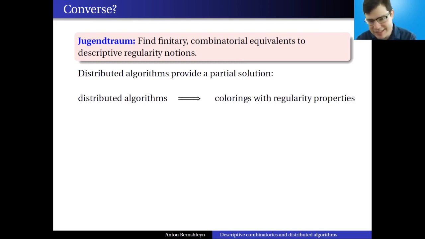We already know that distributed algorithms yield colorings with regularity properties. You can ask whether you can go back, or when you can go back. Given a coloring with regularity properties, can you use it to construct an efficient distributed algorithm? And it turns out that the answer is, at least in some cases, yes, and in some cases, no.